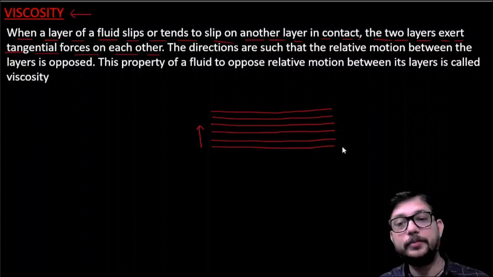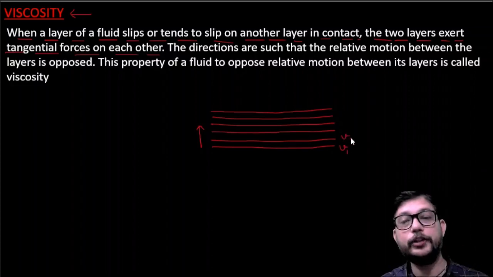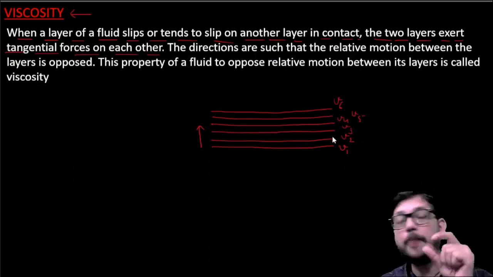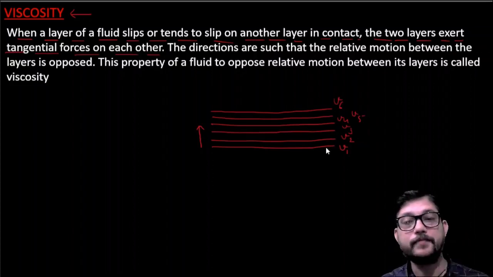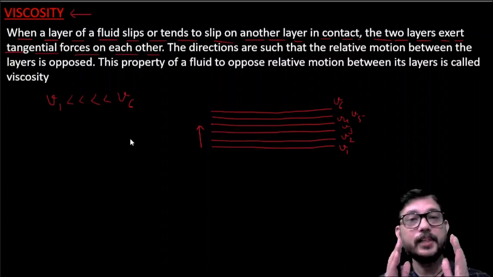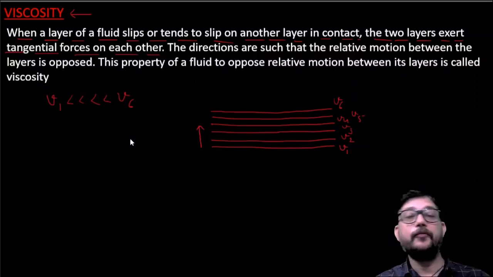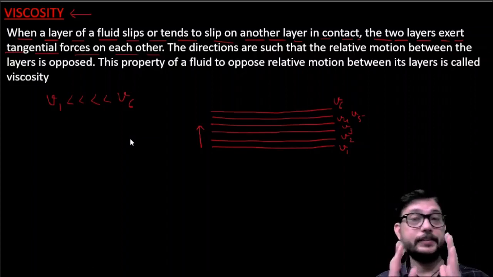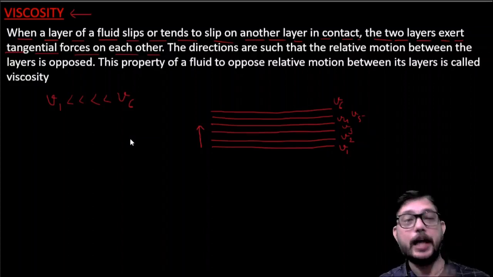It means if the lower layer has speed v1, then v2, v3, v4, v5 and v6 for the upper six layers of the fluid, then we can easily see that v1 is much smaller than v6. It means v6 will have a larger value compared to v1. This one thing is very important, you have to remember it.